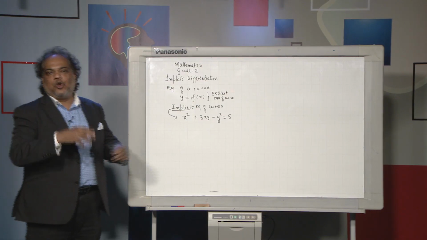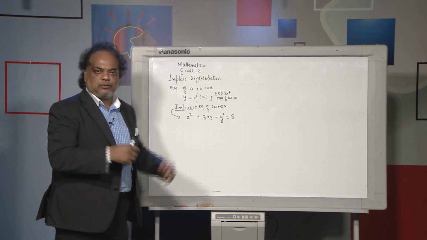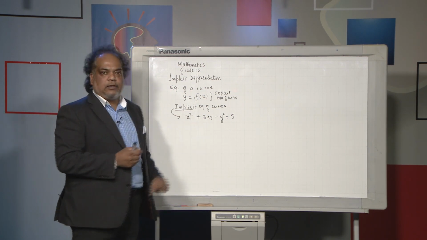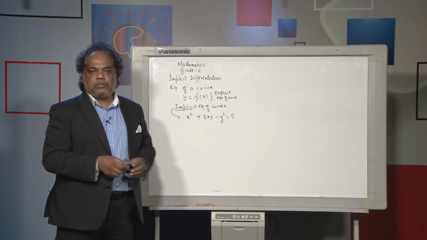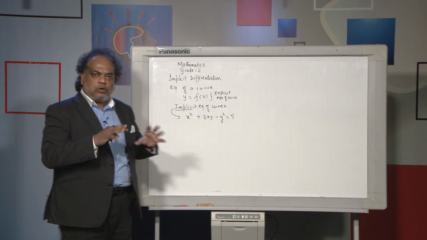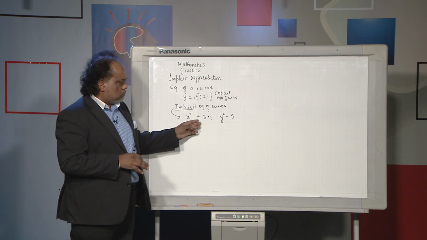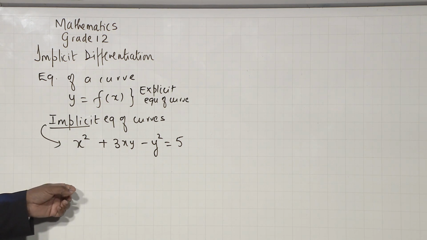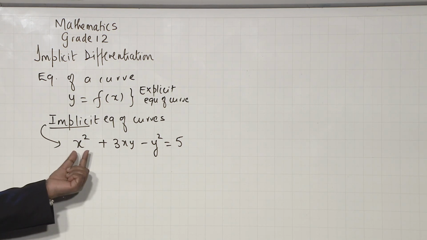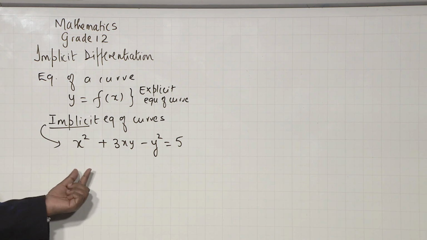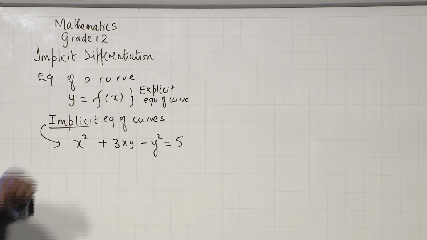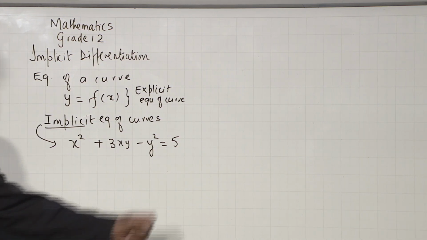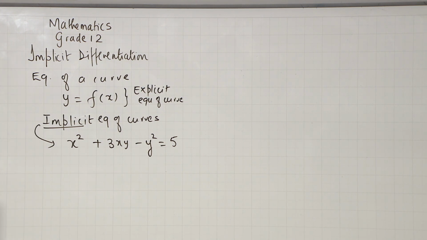Now, as you have been working with curves for several years, the question that you will be asked is, find the gradient of the curve, find the equation of the tangent to the curve. So what are we going to look at in this unit? We are going to look at how to differentiate this equation. How do I differentiate x squared? Of course, when we differentiate x squared, we get 2x. How do we differentiate 3xy? How do I differentiate y squared? And obviously, when we differentiate 5, we get 0.